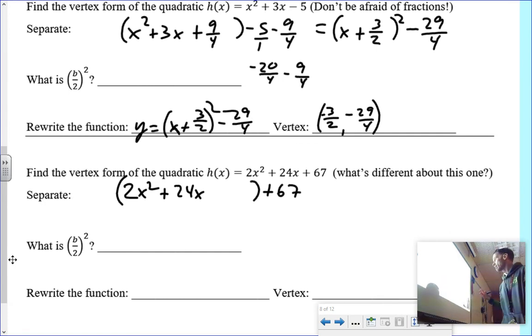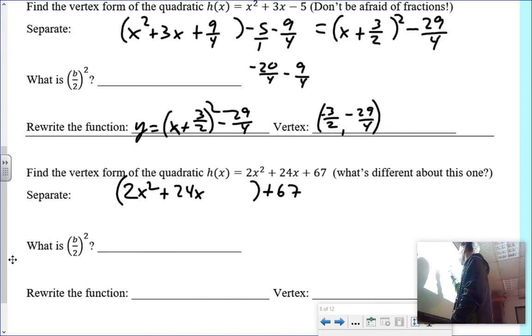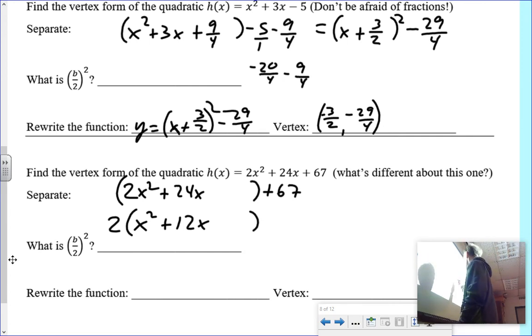But before I keep going from there, I want to factor out that a value. Think of it as a GCF. Notice I'm only taking the 2 out. I don't care about the x's and anything else in common, just that leading coefficient. So I'm going to write it like this: 2 parentheses, x squared plus 12x, 24 divided by 2. And then I'm going to do the exact same thing I've been doing. That 2 is going to hang out.